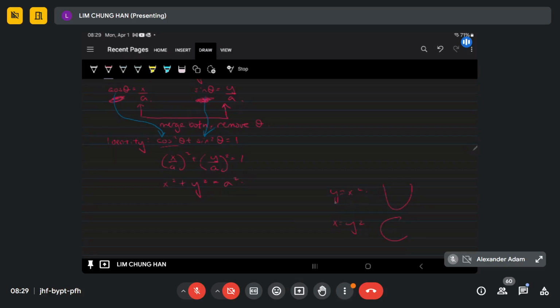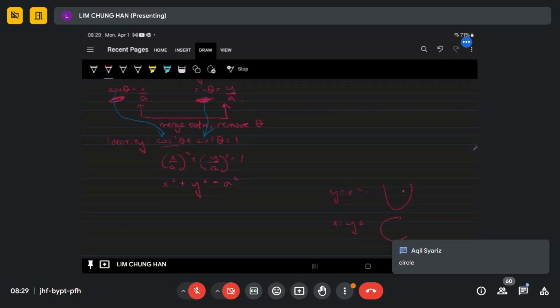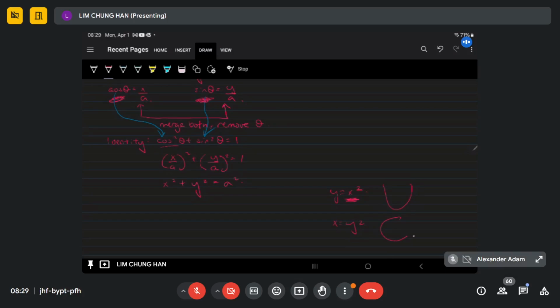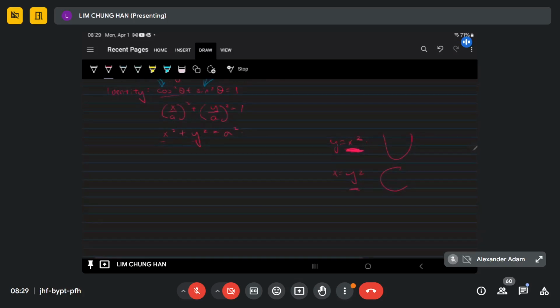So y equals x squared is a U. Take a look. When you have x squared, you have half a circle. When you have y squared, you also have half a circle. So now I have x squared plus y squared combined. What do you think it gives you? Half circle plus half circle. A full circle. Correct.